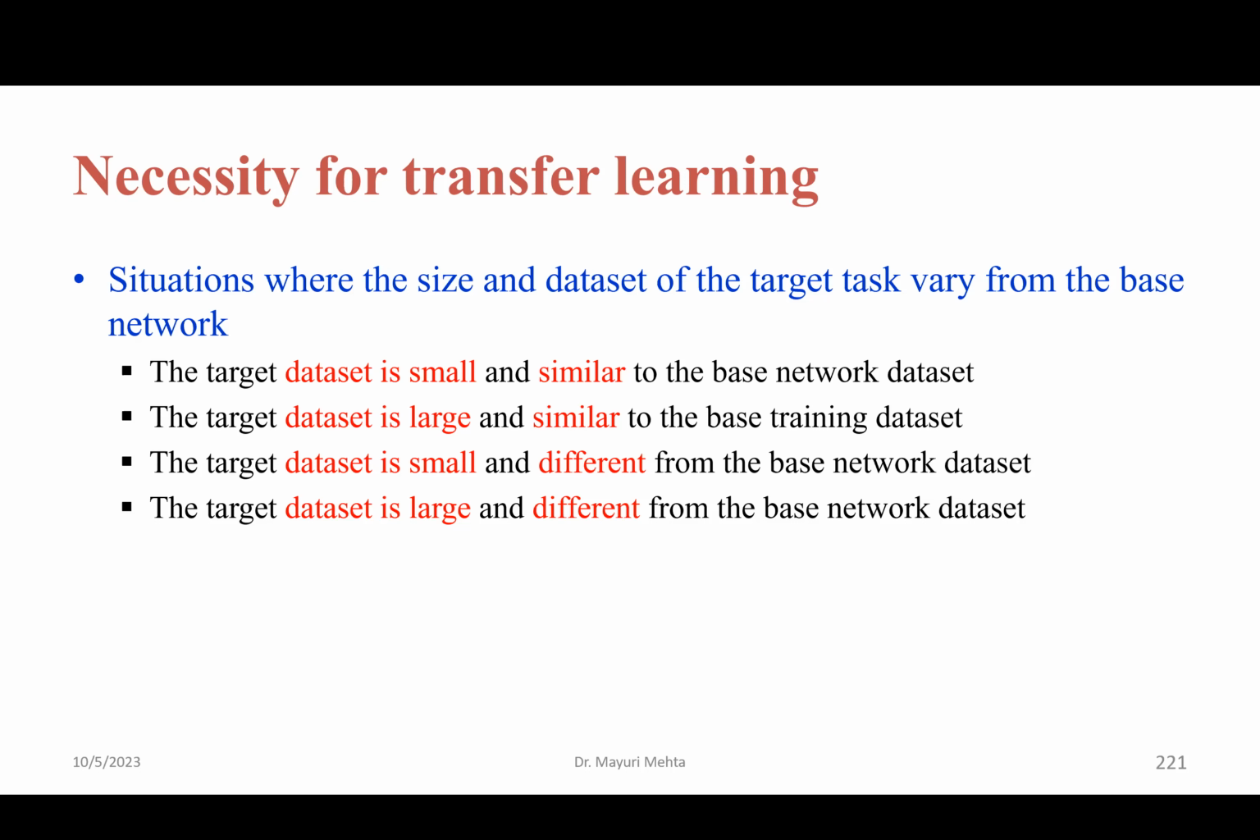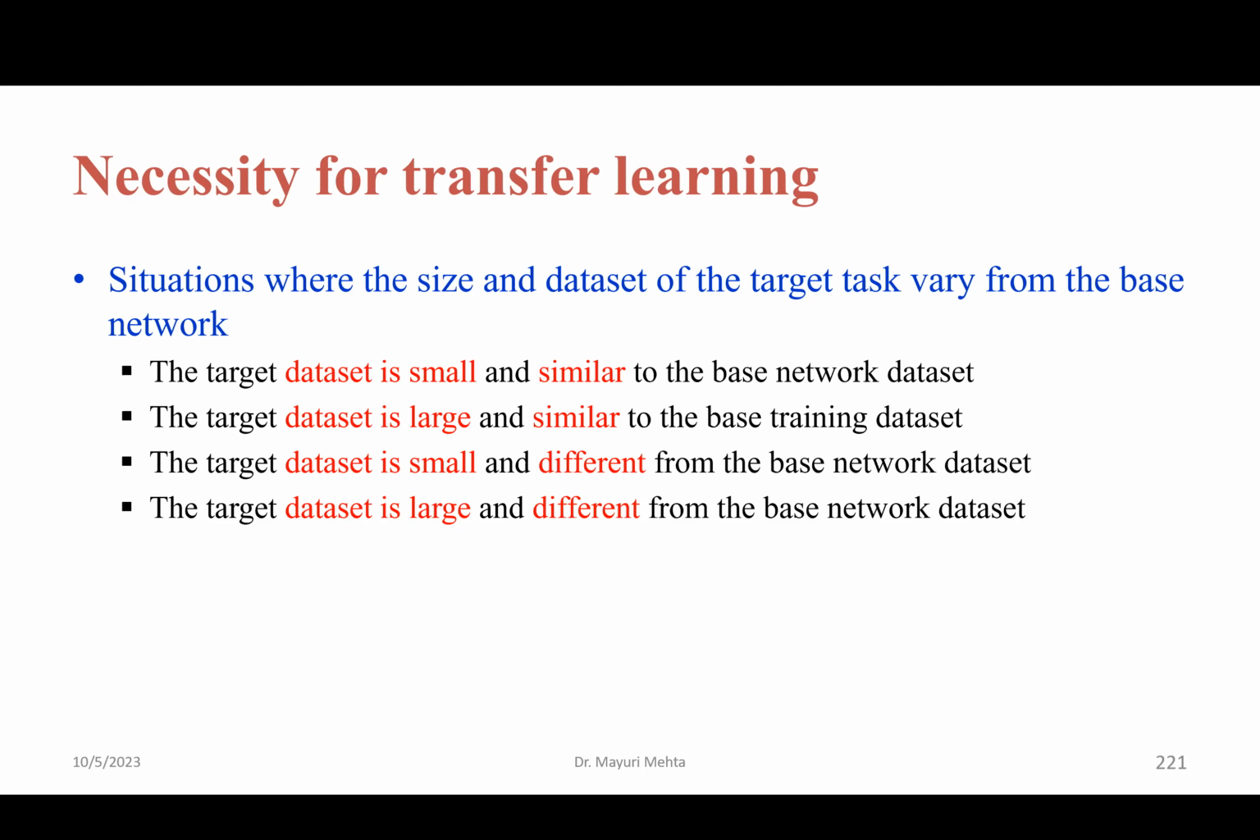And the fourth scenario is a target data set is large and different from the base network. So since the target data set is large and different, the best way is to remove the last layers from the pre-trained network and add layers with a satisfying number of classes. So these 4 possibilities are there.